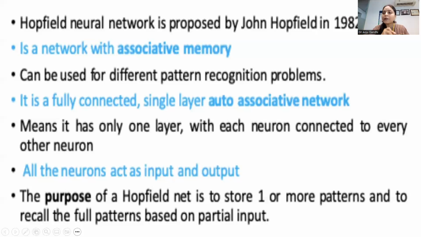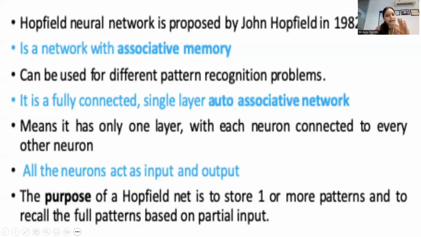So for that purpose, how can a neural network, a machine, a system recognize that? For that, we have Hopfield neural networks. It is a fully connected, single layer network. All the nodes are connected with each other. It is a single layer, auto-associative network. What is an auto-associative network? What is its structure? What algorithms are used? How can we create an auto-associative network? What are its features? We will discuss that also, okay?